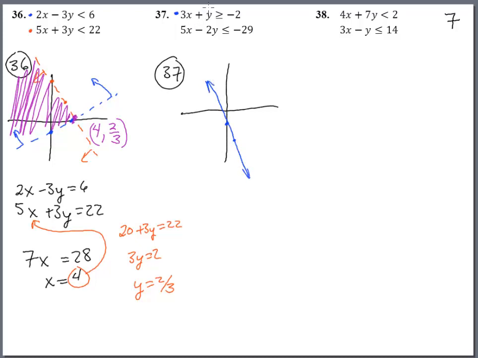And y with a positive coefficient is greater than something, so we're going to be above it. So all of these points out on that side of the line, out here, we'll solve that first inequality. The red one.